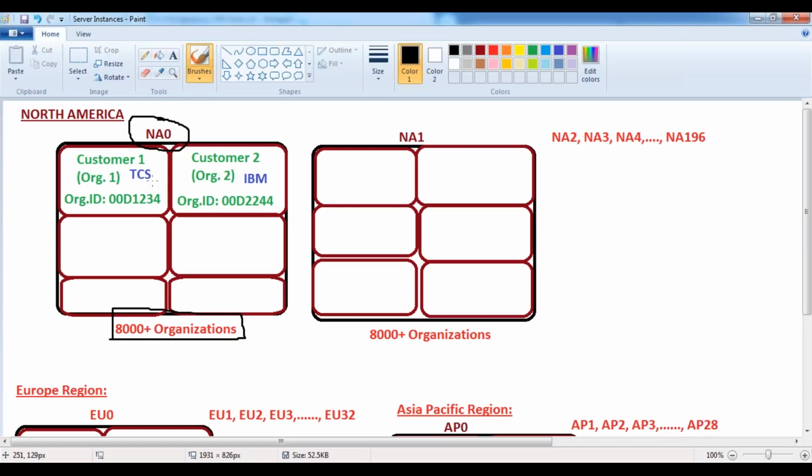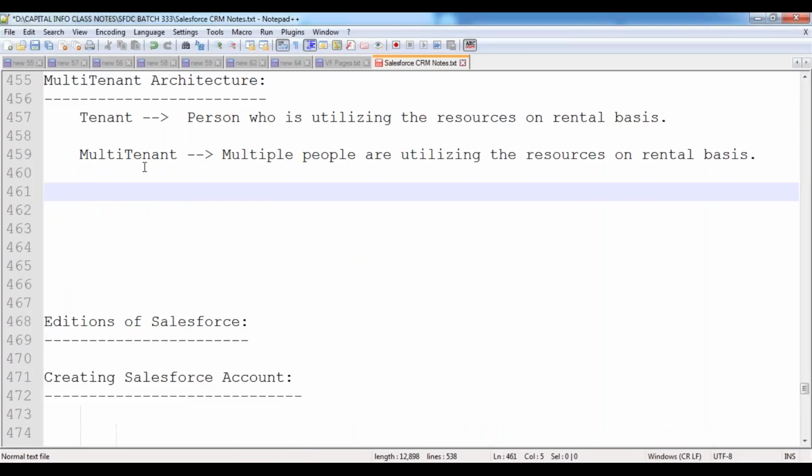So at that time, if more branches are available, more servers are needed, and maintaining that many servers is very, very difficult. So don't maintain multiple servers. Please use a single server, and then we can allocate the memory for each and every customer. That concept was introduced by multi-tenant architecture. That means multi-tenant architecture describes how multiple people or multiple organizations can utilize the resources on a rental basis.